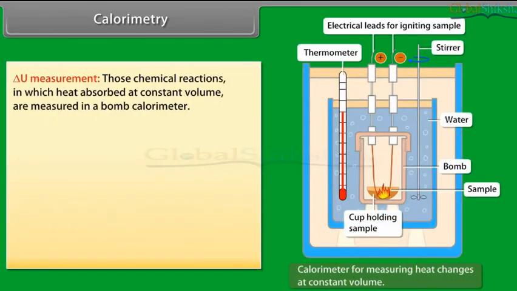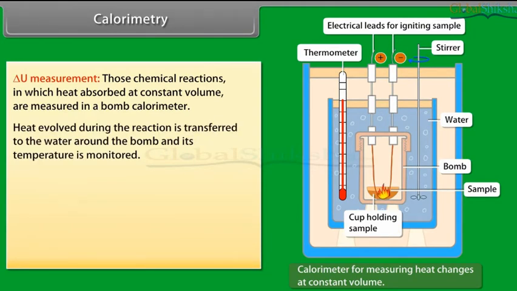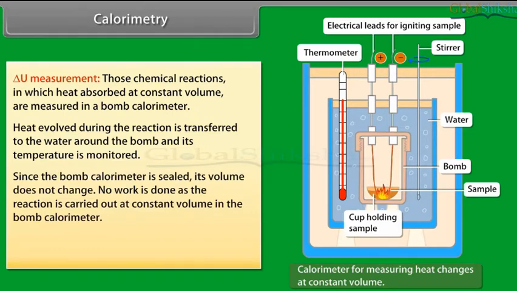Delta U measurement. Those chemical reactions in which heat absorbed at constant volume is measured are carried out in a bomb calorimeter. The steel vessel is immersed in a water bath to ensure that no heat is lost to the surroundings. A combustible substance is burnt in pure dioxygen supplied in the steel bomb. Heat evolved during the reaction is transferred to the water around the bomb and its temperature is monitored. Since the bomb calorimeter is sealed, its volume does not change. No work is done as the reaction is carried out at constant volume in the bomb calorimeter.